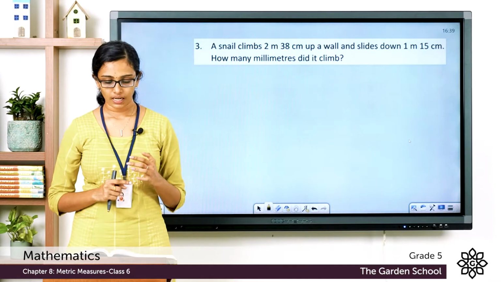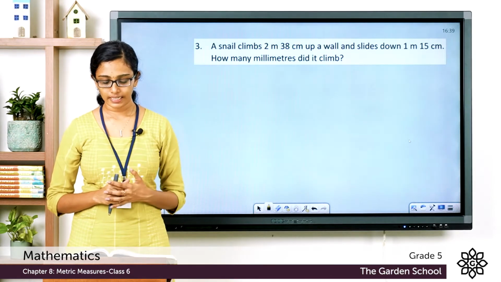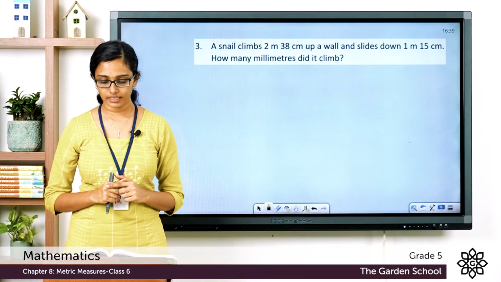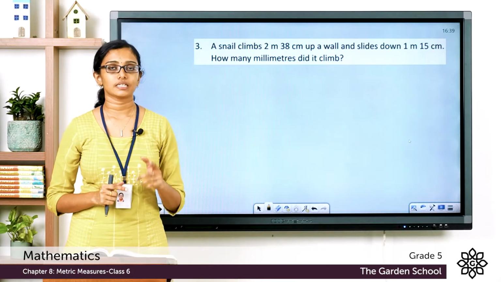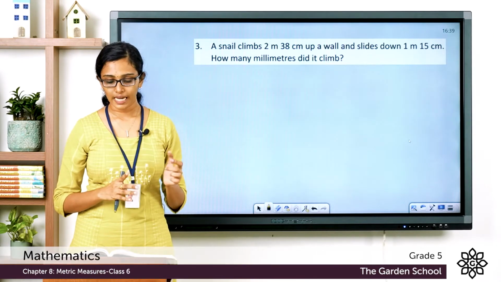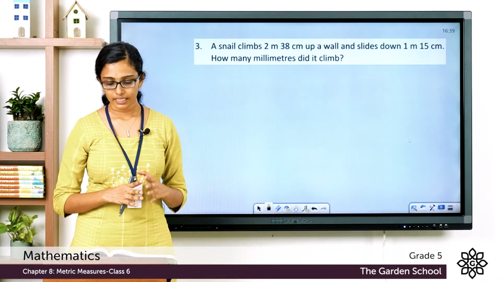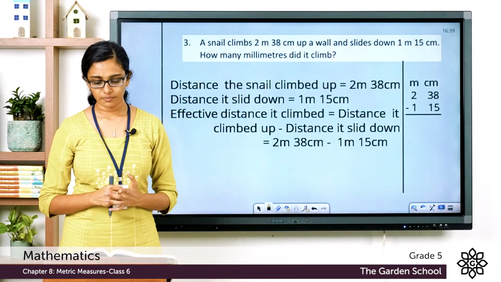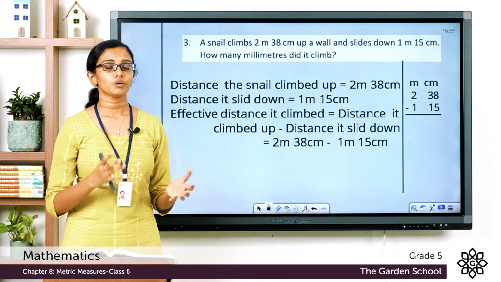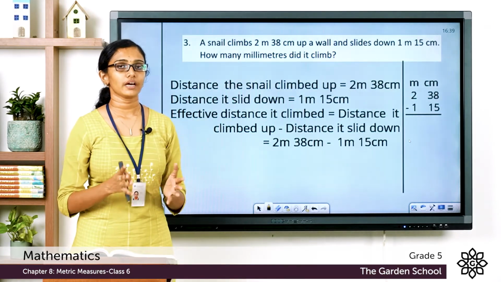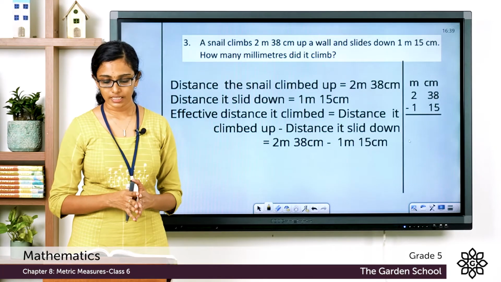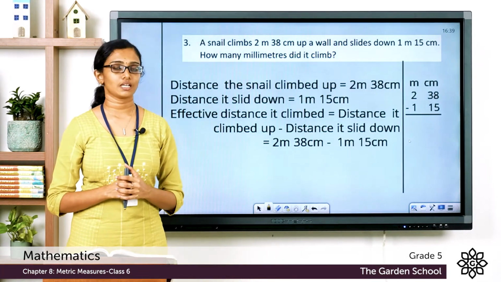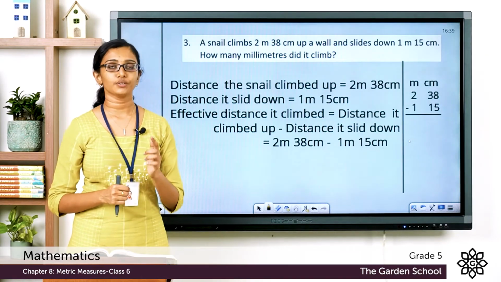Now we'll see the next question. Question number 3. A snail climbs 2 meter 38 centimeter up a wall and slides down 1 meter 15 centimeter. How many millimeters did it climb? So the snail first climbs up 2 meter 38 centimeter and then it slides down 1 meter 15 centimeter. So what would be the effective distance? In effect, it would have climbed a distance of 2 meter 38 centimeter minus 1 meter 15 centimeter. And you have to convert the answer into millimeters.